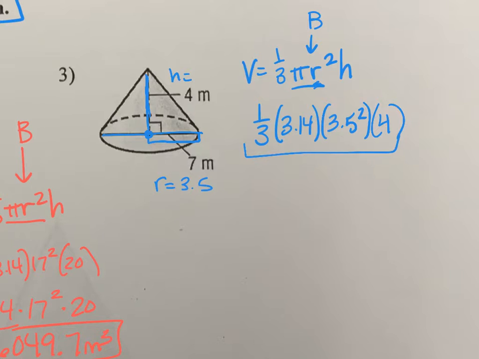Times 3.14 times 3.5 squared times 4. And I got 51 point, since we're rounding to the nearest tenth, and the calculator says 51.28666, but I'm going to put 51.3 to round it, meters cubed.